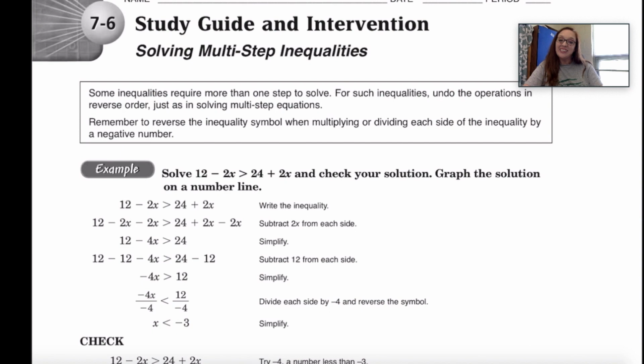In today's lesson, we're going to work on solving multi-step inequalities. To solve a multi-step inequality is really the same as solving a multi-step equation. The only thing that you're concerned with is if you had to multiply both sides of an equation or divide both sides of an equation by a negative number.